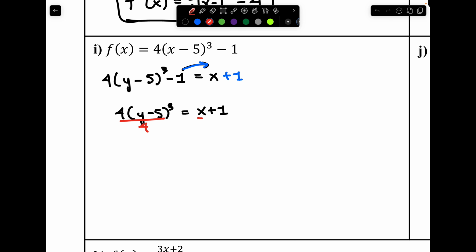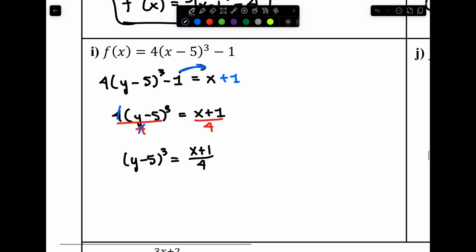So if I divide both sides of this equation by 4, that's going to reduce this value out. So 4 divided by 4 becomes 1, leaving us with (y − 5)^3 equals (x + 1)/4. It's not very different than the example from the previous page, where we followed the exact same steps.